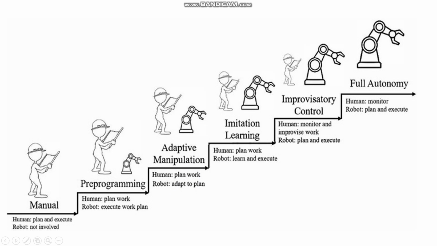Then imitation learning: the human plans the work, and the robot learns and executes. Learning is a new feature that is added. Then improvisatory control: the human monitors and improvises the work. The robot automatically plans and executes. So finally, the full autonomy robot. This is like AI integrated. Here, the human role is only to monitor the function of the robot. The robot will plan and do all the execution.